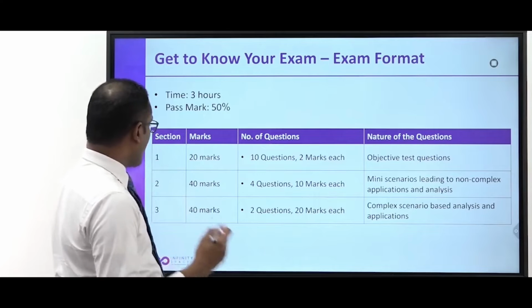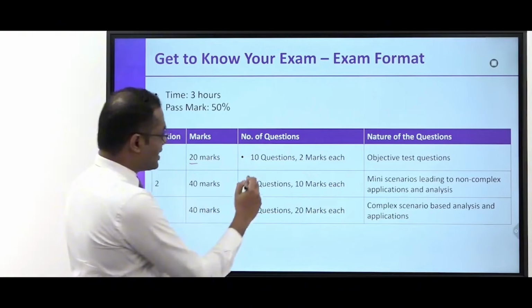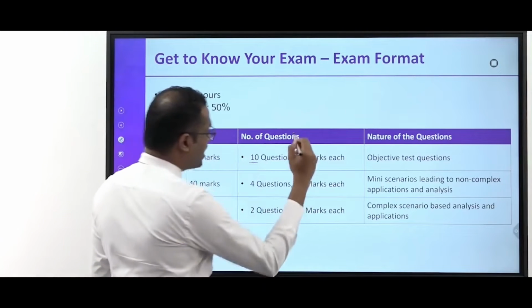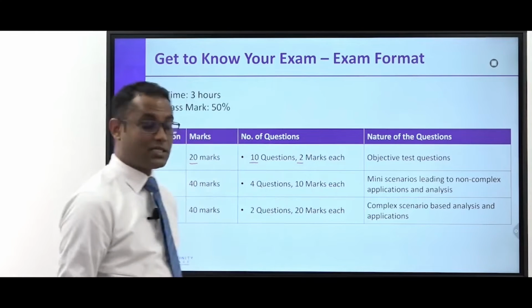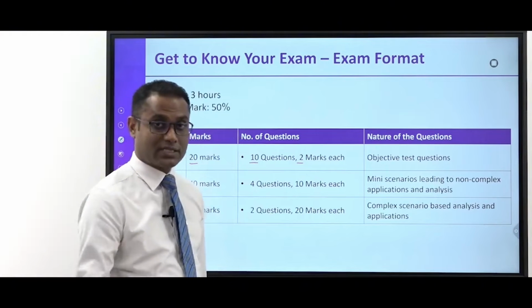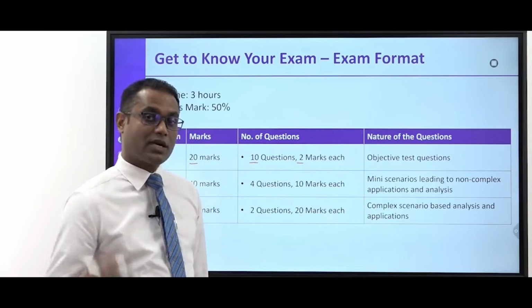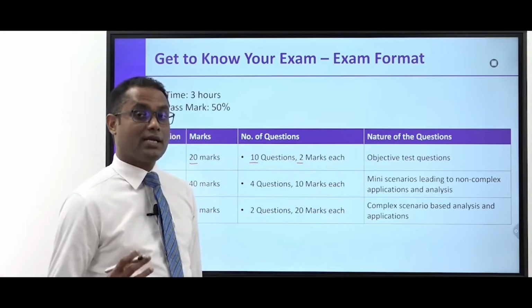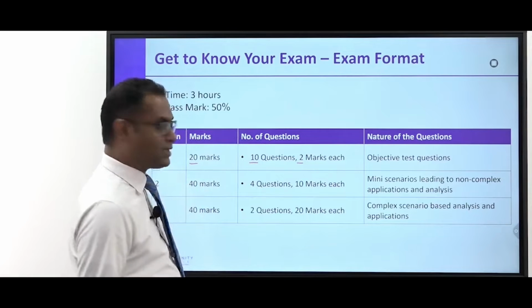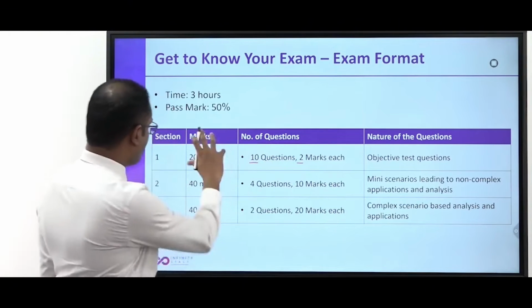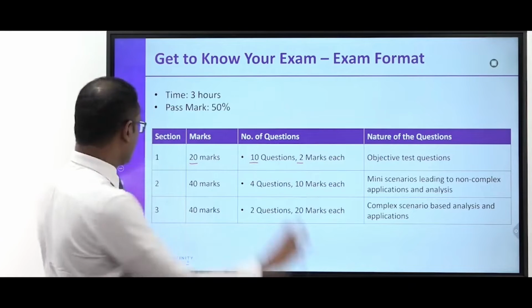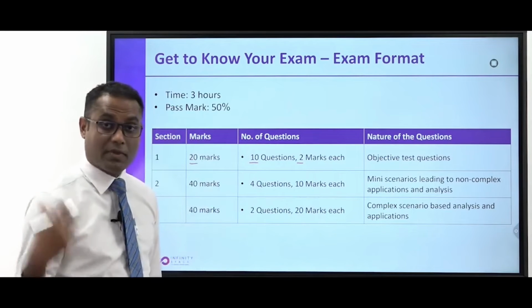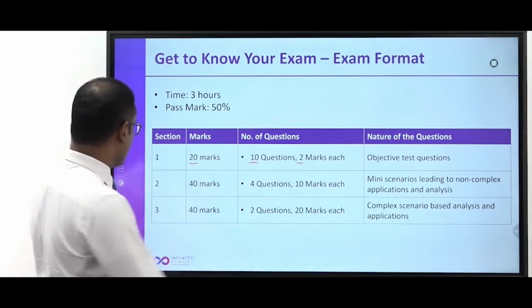So section 1: 20 marks, 10 questions, 2 marks each. 10 into 2, 20 marks. These questions are actually objective test questions, mainly multiple choice. You are given 4 answers, and out of that, you need to select the correct answer. Okay, so 20 marks. It can be from any area of the syllabus, right? So the section 1 questions can be from any area of the syllabus.